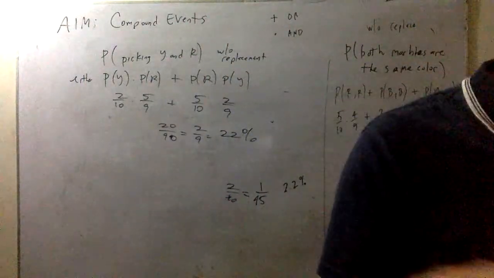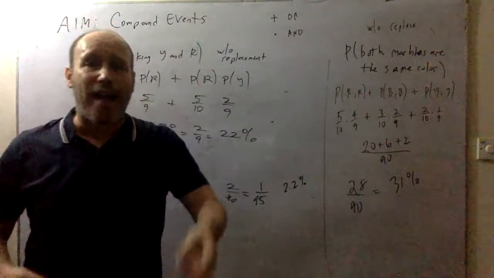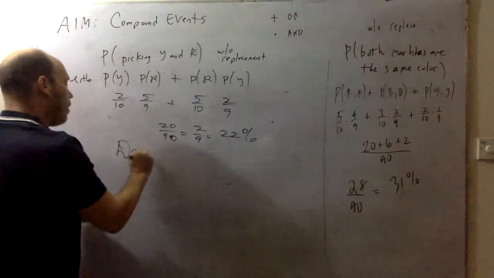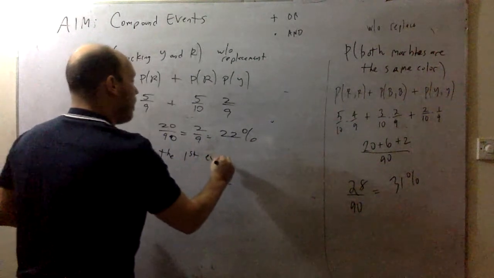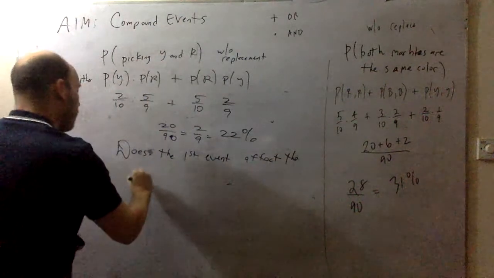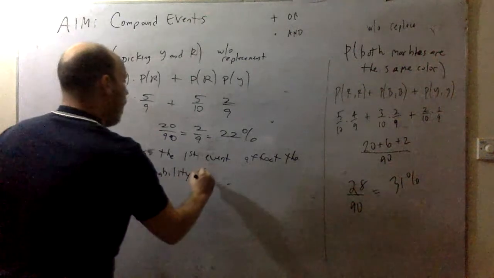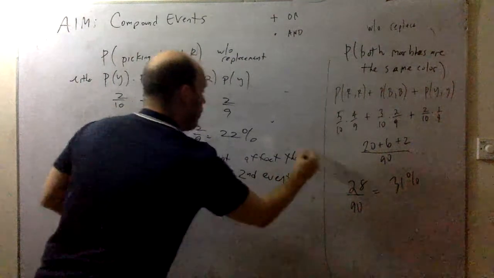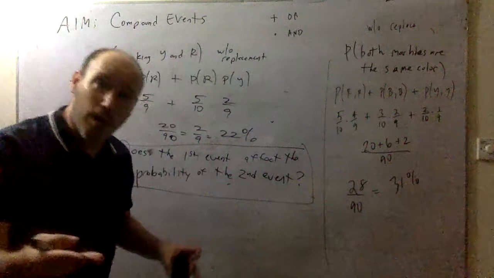Please pay attention. Does the first action or event affect the probability of the second event? That's the most important thing here. Are the probabilities changed? Good.